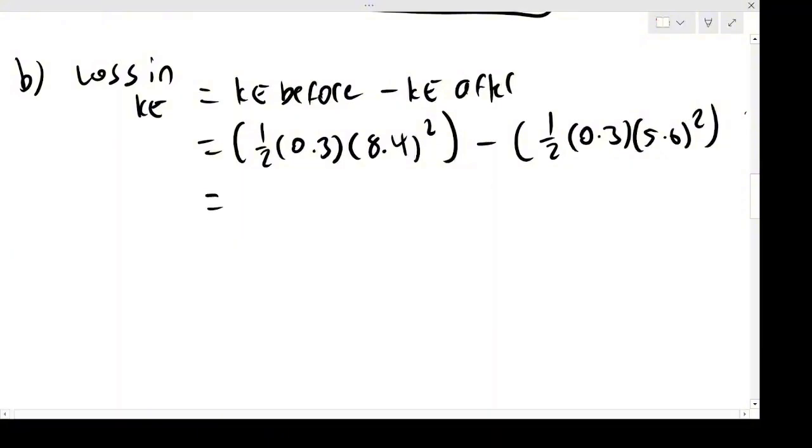Then I literally could just put this in the calculator, and then we're done. And that's 5.88, and that'd be joules, right? So that's my loss in energy there.